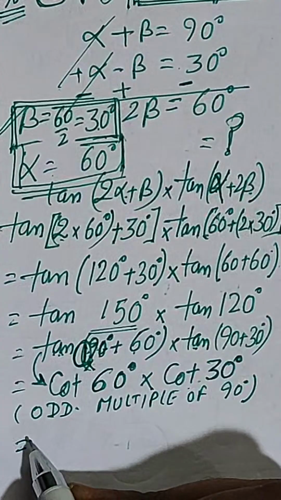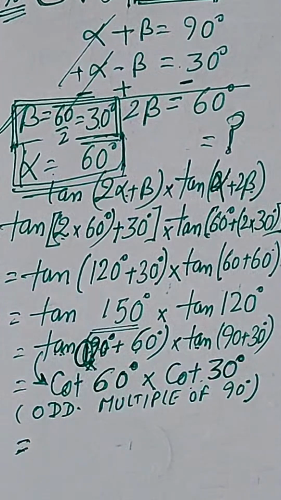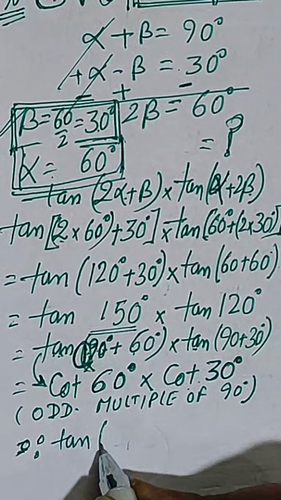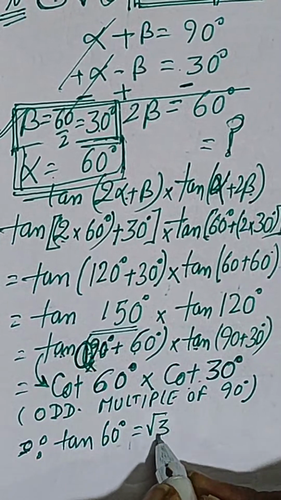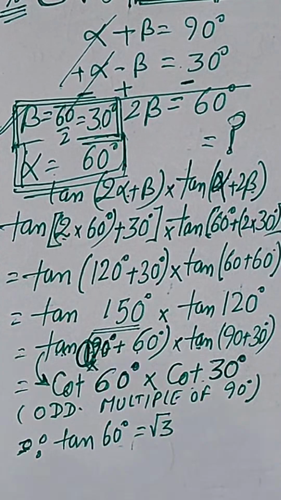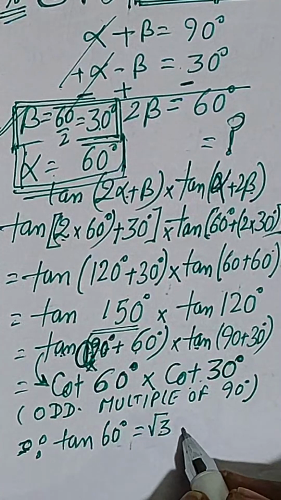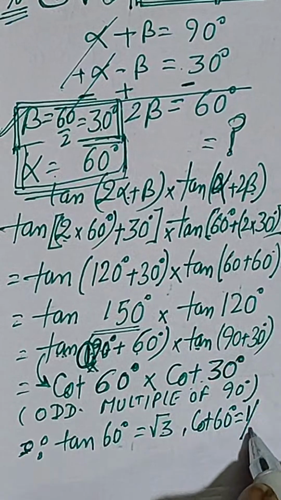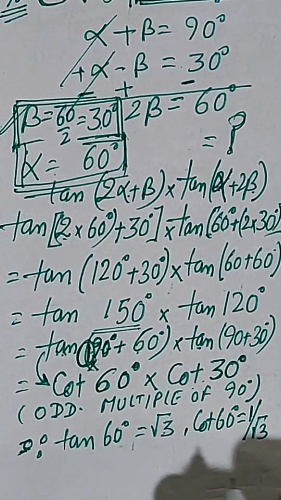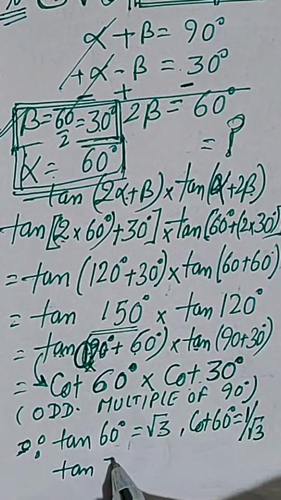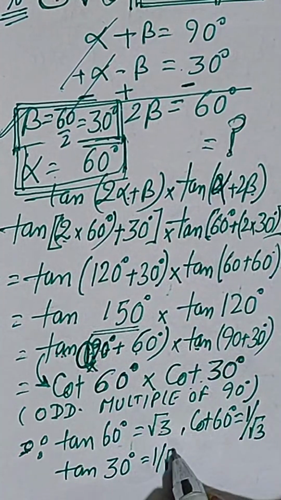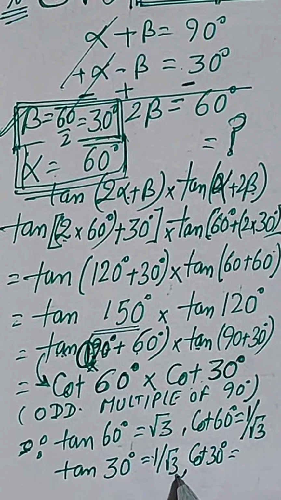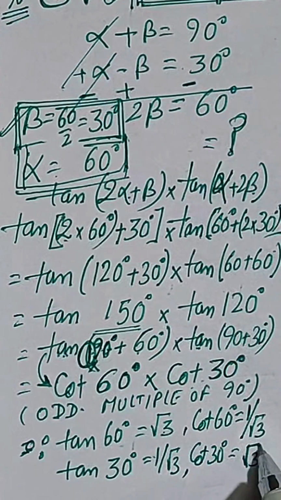Cot 60, if you know the value of tan 60, then it will be easier to calculate the value of cot 60. Since tan of 60 degree is root 3, cot of 60 degree is nothing but the reverse of that, that is 1 by root 3. And if tan of 30 degree is 1 by root 3, then cot of 30 degree is the reverse of this, that is root 3.